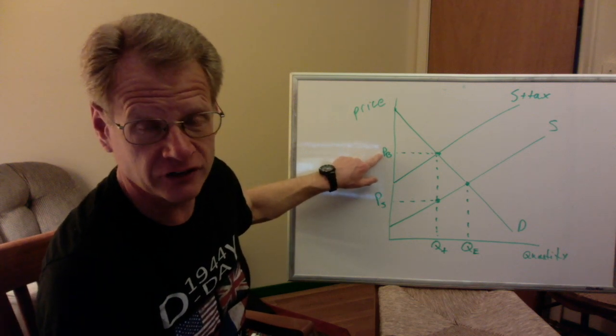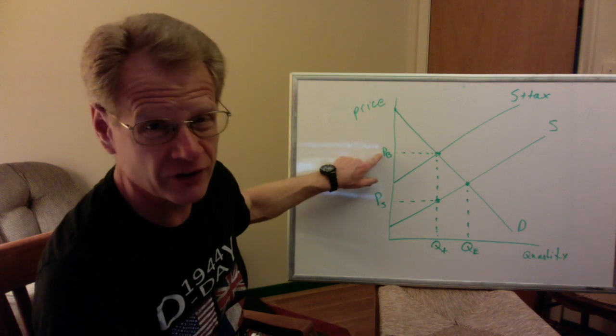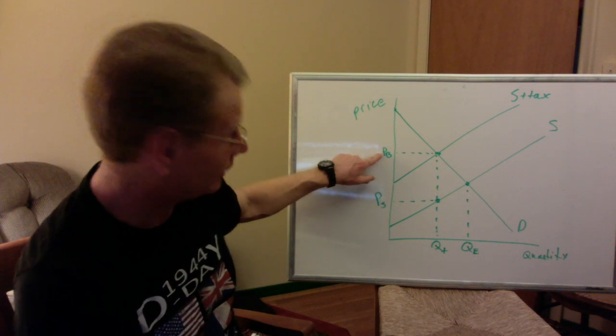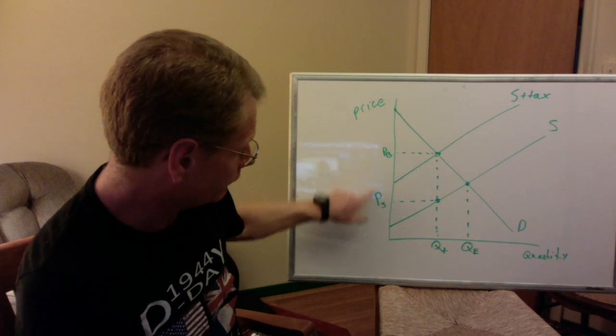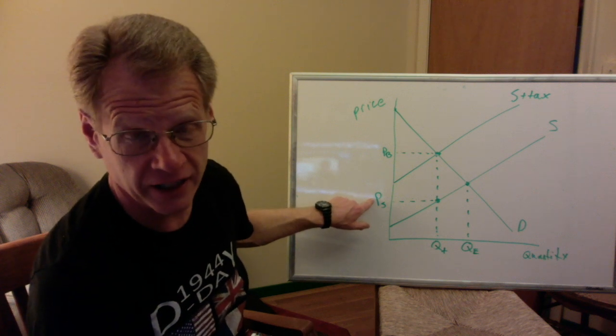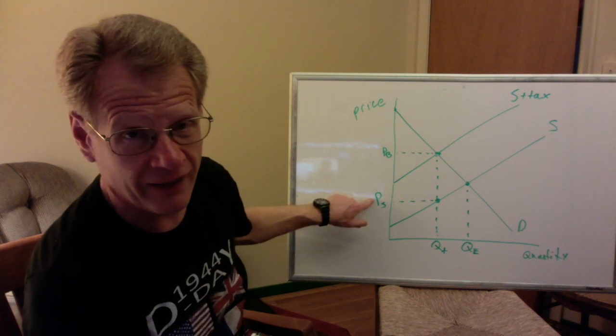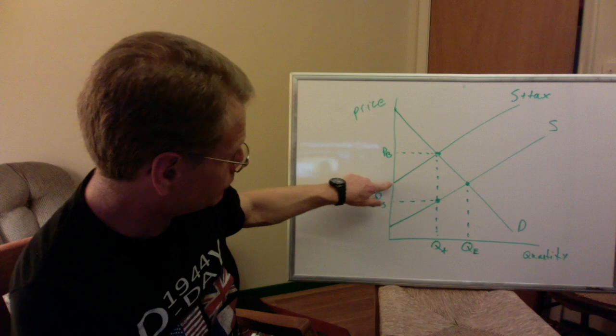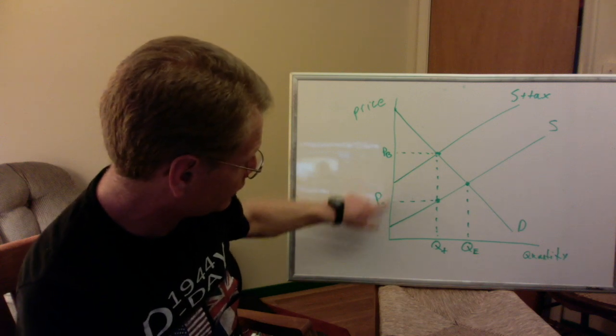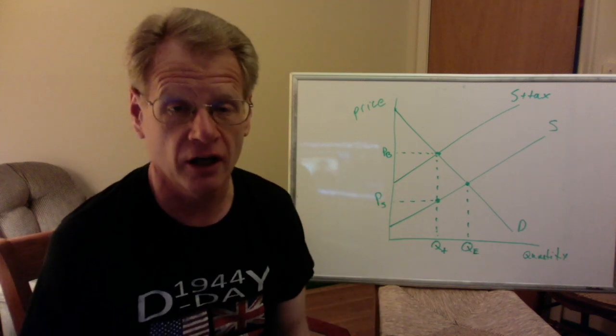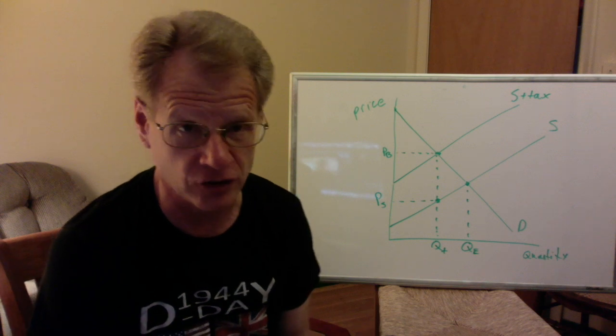Now, higher price sounds good for the seller, but remember there's a tax here they have to send to the government in this amount, the vertical amount PB minus PS. That's going to the government. Now, that distance also should be reflected in the distance between the two supply curves, should you have to figure it out from that information.